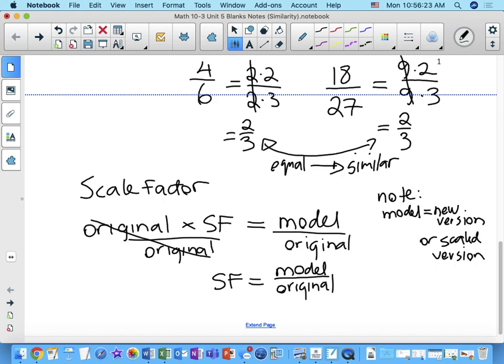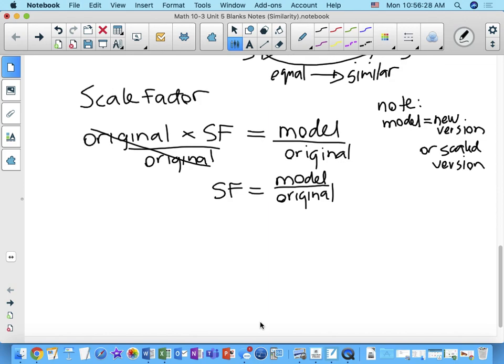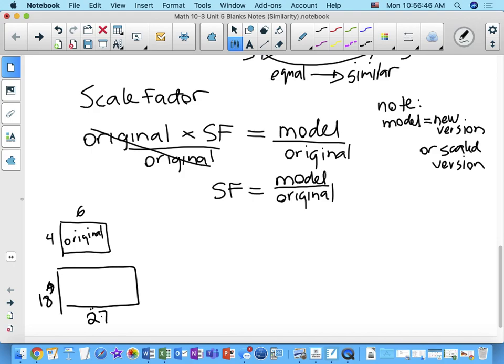Now, if the original one was our smaller one in this case, I'm just going to redraw them really quick. This was 4, this was 6, and this was our original. And this is our new one: it wasn't 9, it was 18, and 27. This is the scaled version, or you could use new version.